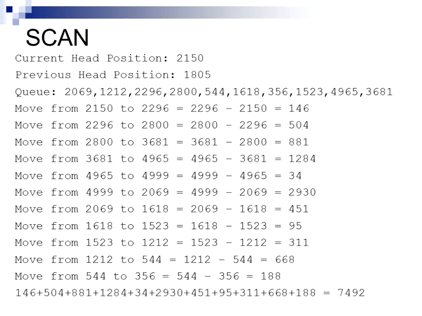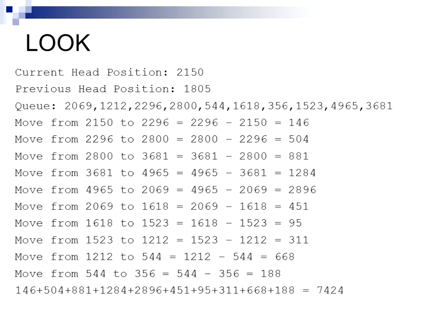Okay, so we can kind of see, if we look back at the SCAN again, we eliminated this move, and we eliminated a little bit of this move. Instead of going from 4,999, we started at 4,965 and moved back. So we were able to get a little bit shorter distance traveled with the LOOK algorithm. Any questions on that?